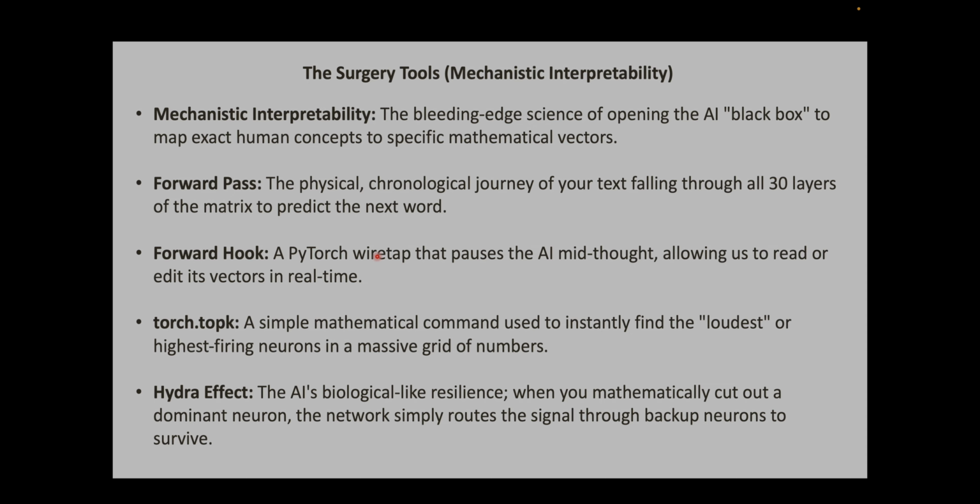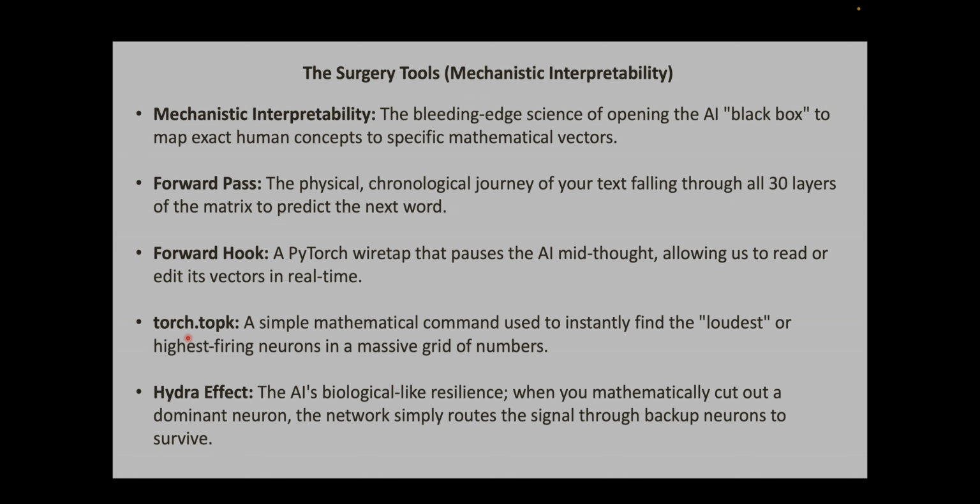Then forward hook, a PyTorch wiretap. This is an interesting concept, where I will show you how you can set a trap, a wiretap with a PyTorch forward hook, and then you can inject something or change something, or mind control the model that way. So that's a PyTorch wiretap that pauses the AI mid-thought, allowing us to read or edit the vectors in real time. Then there is torch top K, a simple mathematical command used to instantly find the loudest, the highest-firing neurons in the massive grid of numbers.